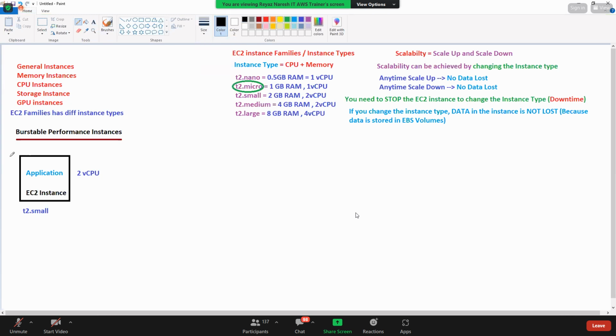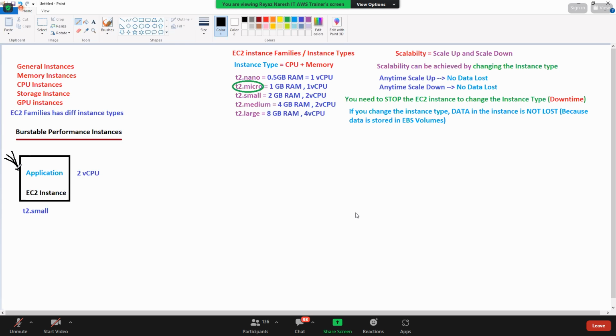And all of a sudden you got huge traffic on this machine. Once you got the huge traffic, how many CPUs are there? 2 CPUs are there. Are these 2 CPUs sufficient? It will not be sufficient. What will happen in that case? The performance will be very bad. That means the EC2 instance will perform very low.